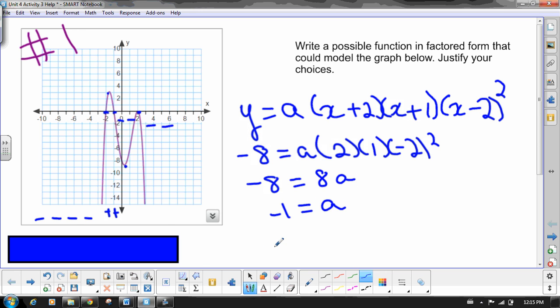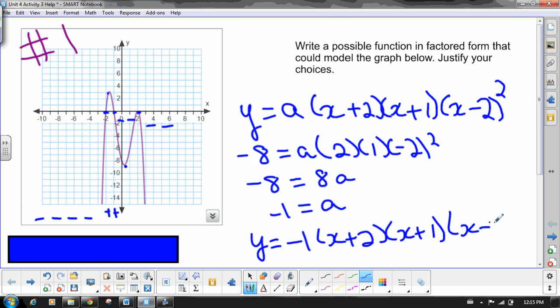So in this case, it worked out very, very nicely. So we'll have y equals -1. You can either include the 1 or not. (x plus 2)(x plus 1)(x minus 2) all squared. So that would be a good model for this particular graph right here.